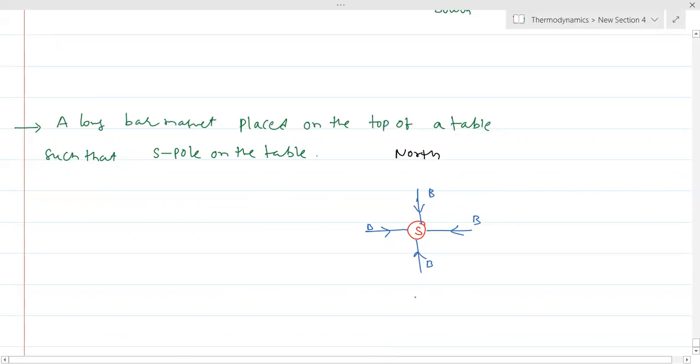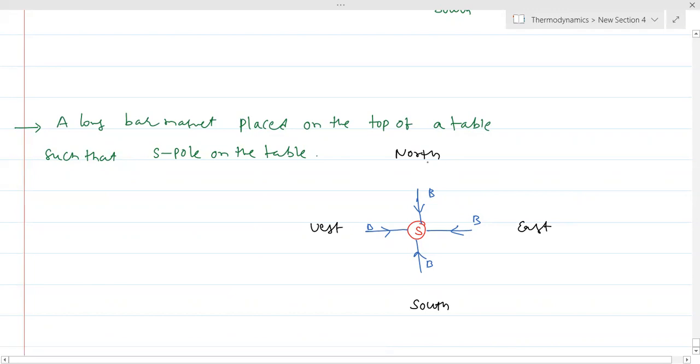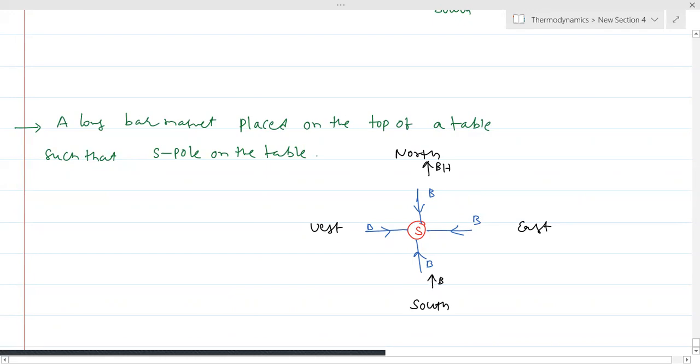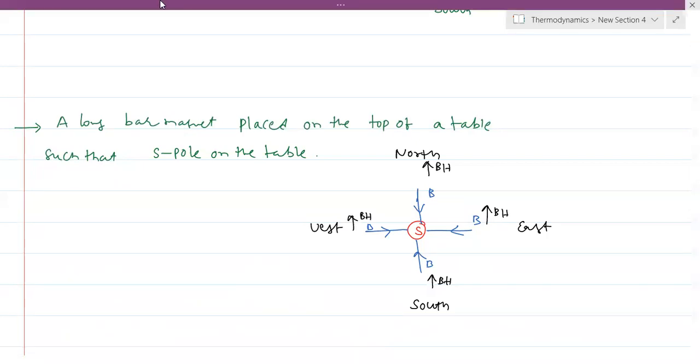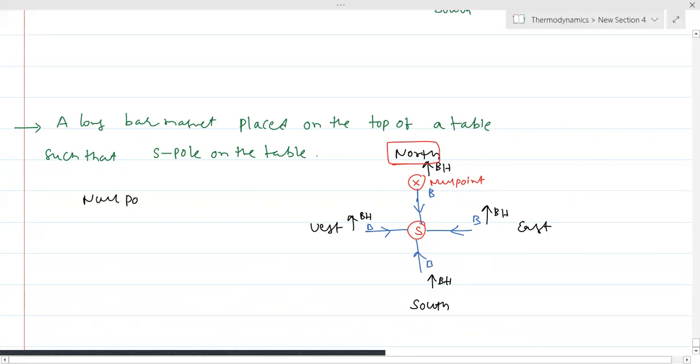So therefore, we are taking the possible directions, and the Earth's magnetic field is always towards north. So therefore, BH will be upwards. So here also the BH will be upwards, that is towards north. It is very clear that on the north side we have a null point because B and BH are opposite. So therefore, we will write: null point can be obtained.